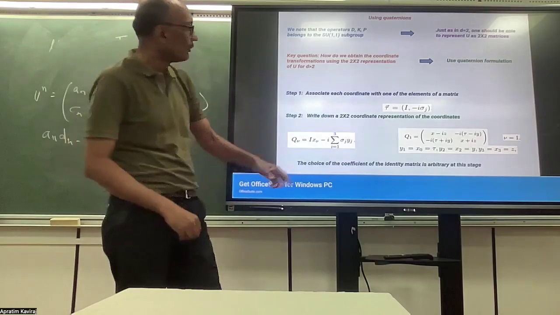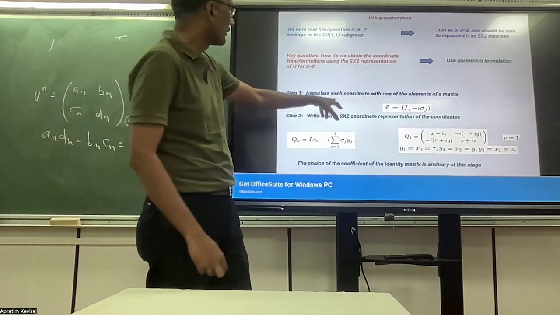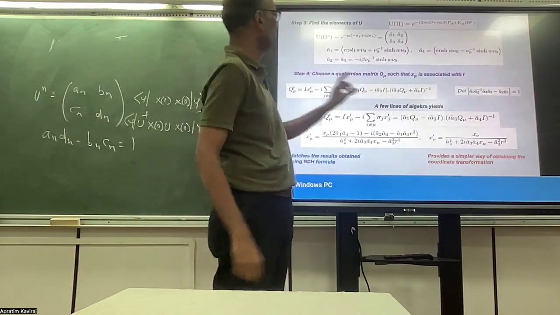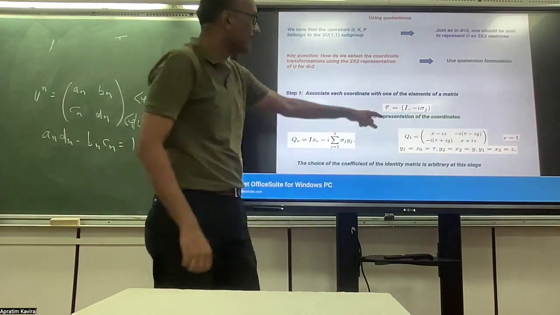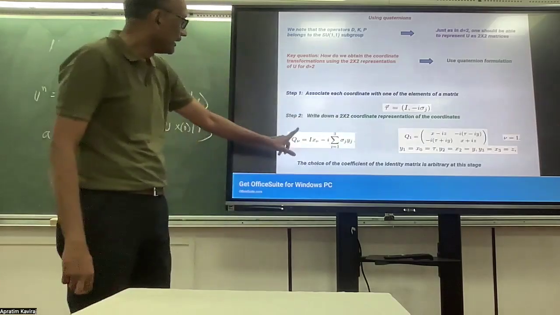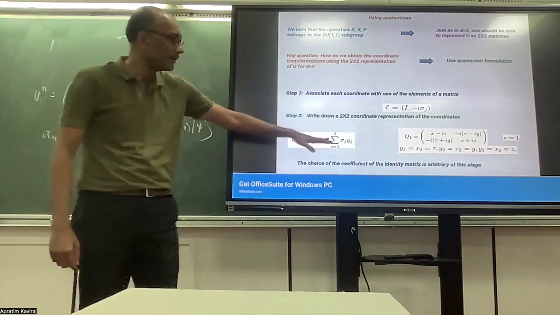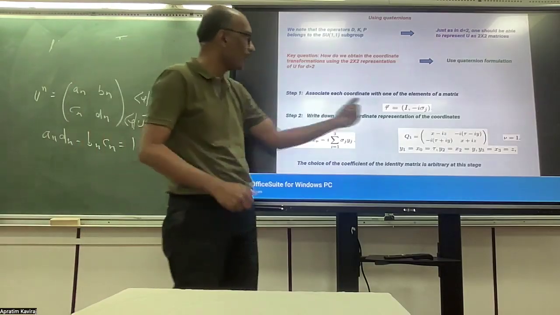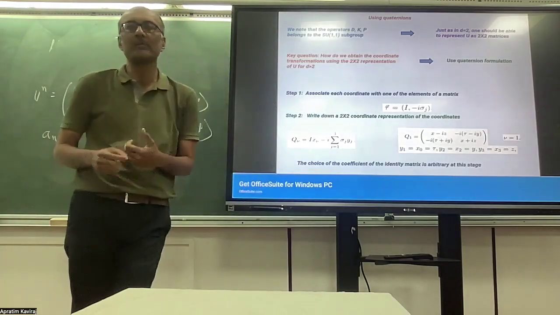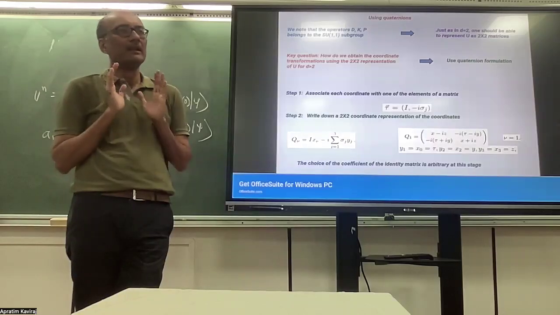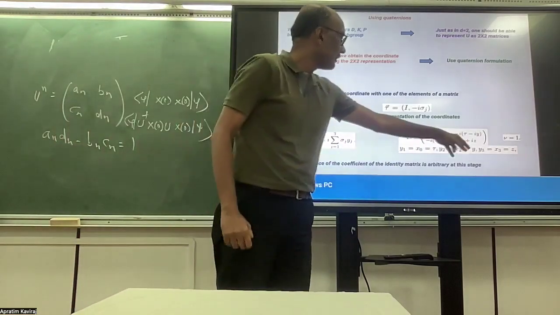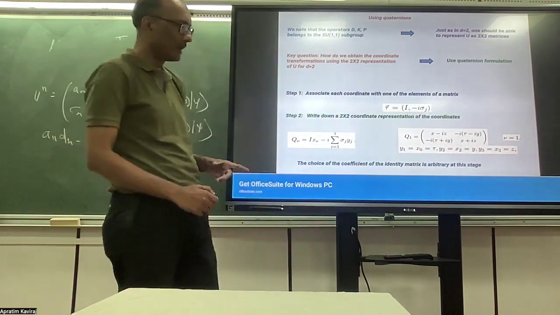So what you do is associate each coordinate with an element of a matrix, which could be either the identity or one of the Pauli matrices. And therefore you create this matrix which has your coordinate information. Which coordinate you choose to associate with the identity matrix is your choice, and it's arbitrary at this stage. And therefore you can get a coordinate like this.